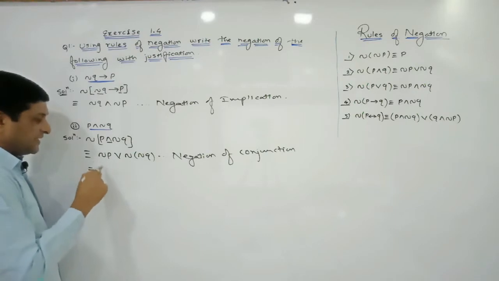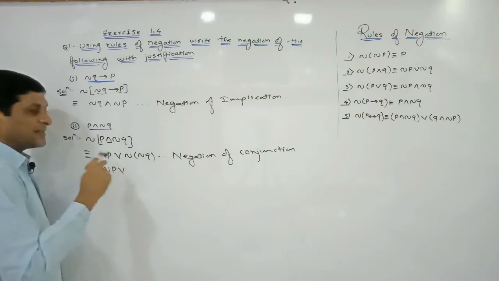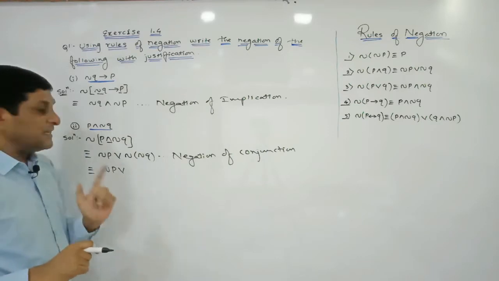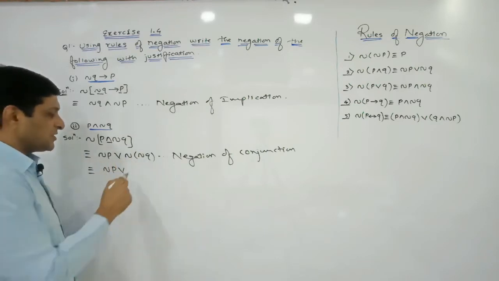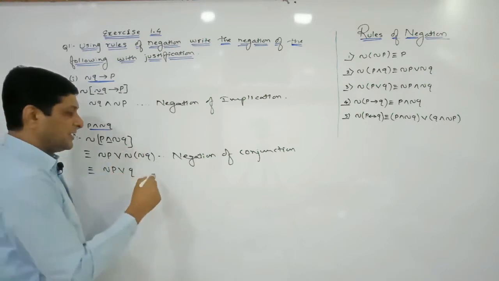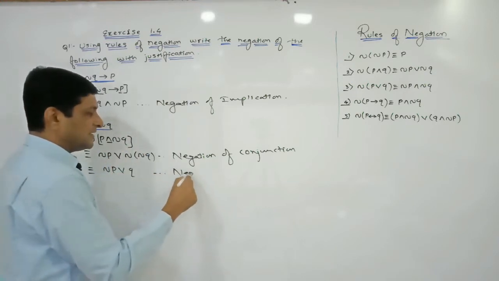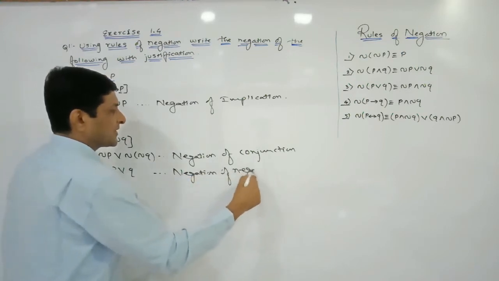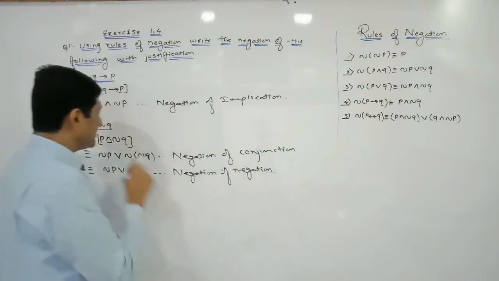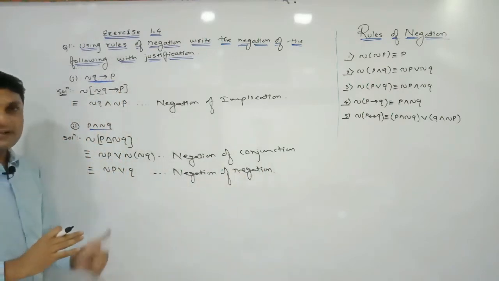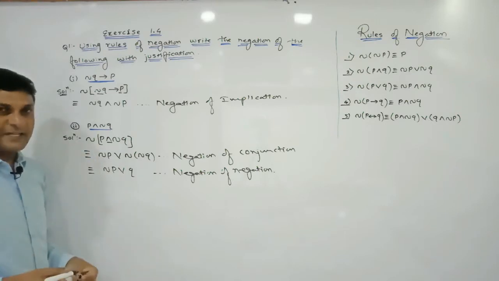Now negation P, keep it as it is, and or also as it is, according to the first rule. What is negation of negation P? P. In the same way negation of negation Q will be Q. Here we have applied negation on negation, so give the reason: negation of negation. In this way we have got the negation of this statement. Now nothing is left to simplify, so this will be our required negation of the given statement.